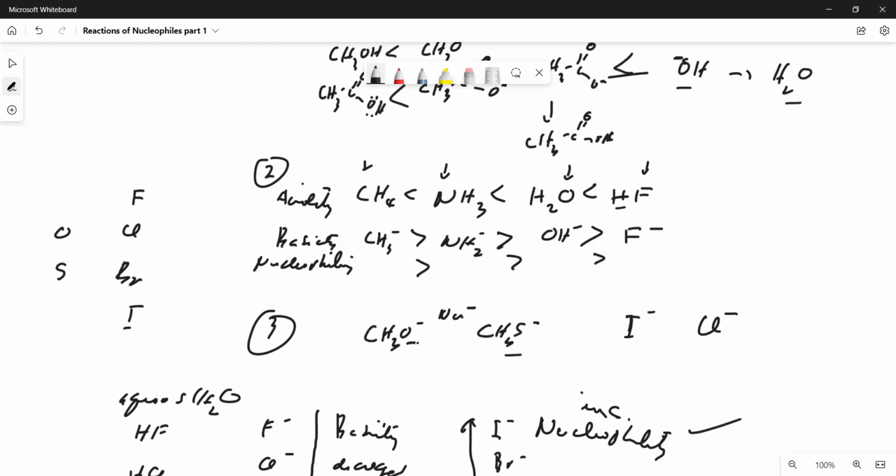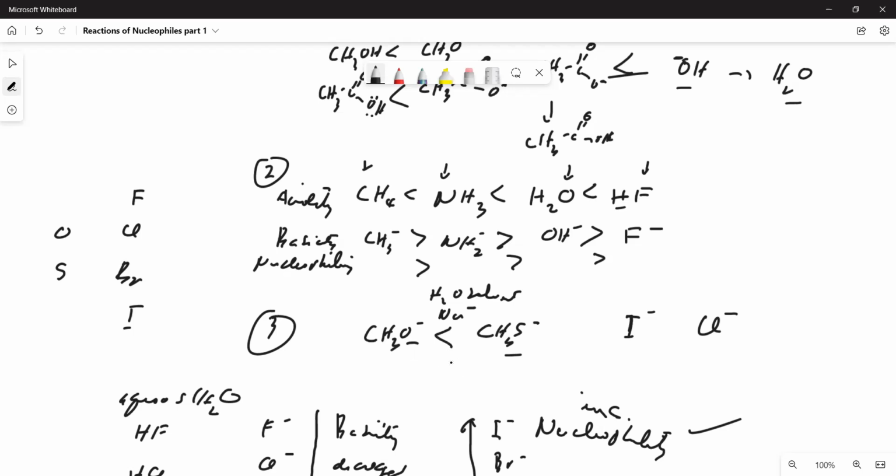If you are comparing the nucleophilicity in water, which is a protic solvent, then the methoxide, which is a stronger base, is less nucleophilic, because stronger bases are less nucleophilic in protic solvent, right? So this will be less nucleophilic.